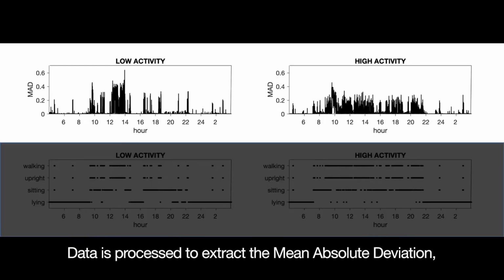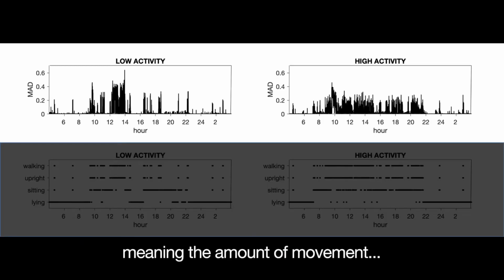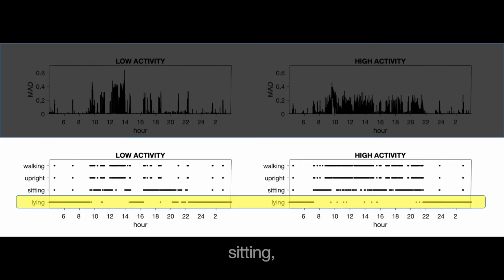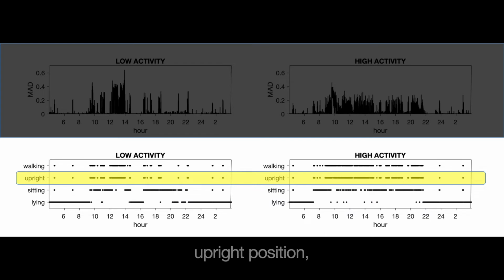The second piece represents the highly active person. These pieces of music were produced with motion data recorded by sensors worn by two 75-year-old persons. Data is processed to extract the mean absolute deviation, meaning the amount of movement, and activities such as lying, sitting, upright position, and walking.